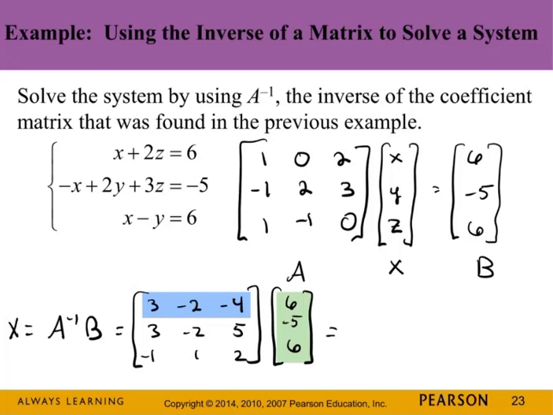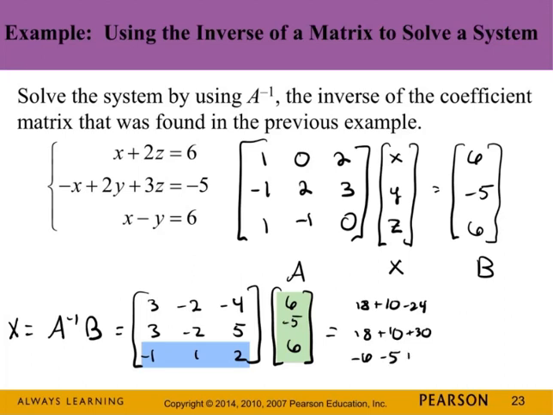So we say the row times the column. I'm just going to write the solutions. 6 times 3, that's going to be 18 plus 10 minus 24. That's the first entry. Row times the column: 3 times 6 is 18 plus 10 plus 30. Again, row times the column: -6 minus 5 plus 12.